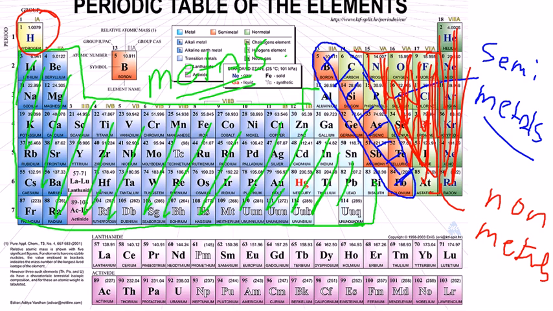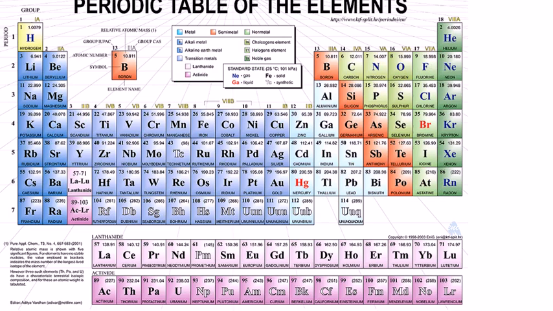I'll use black. So this area here is semi-metals. Everything to the left of that, with the exception of hydrogen, can generally be thought of as a metal, and then everything to the right of this can generally be thought of as a non-metal. Okay, so this is actually very handy because metals and non-metals have very different characteristics for the most part.